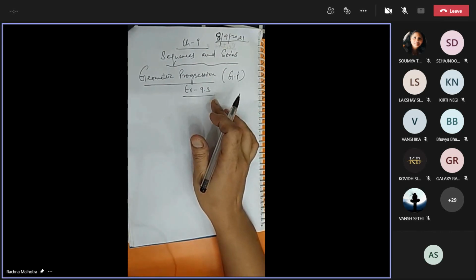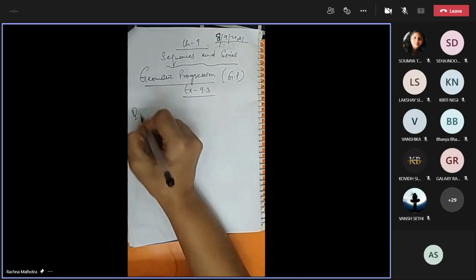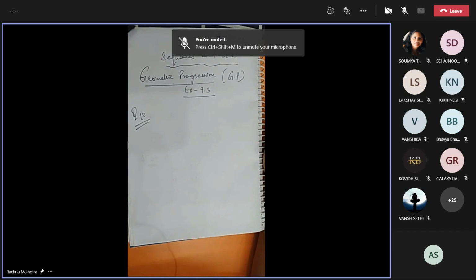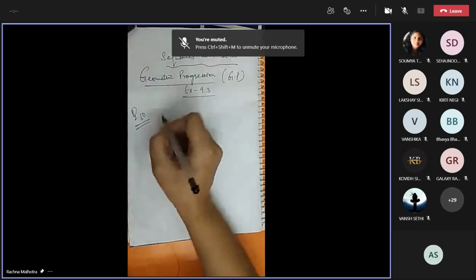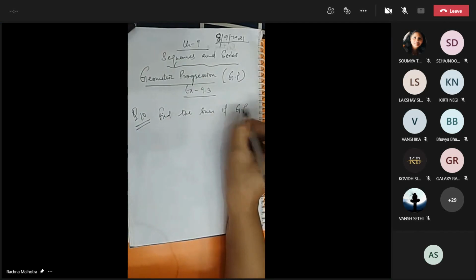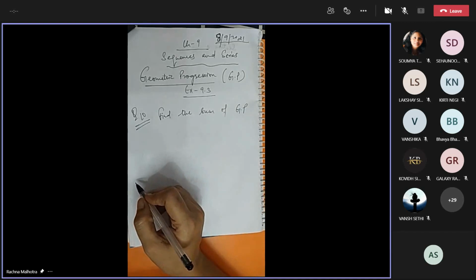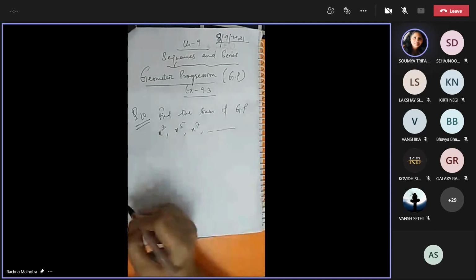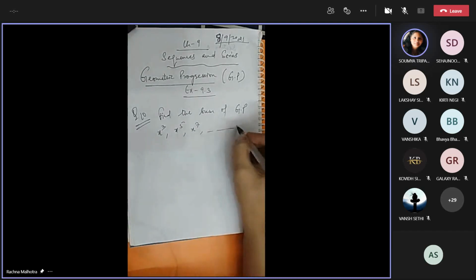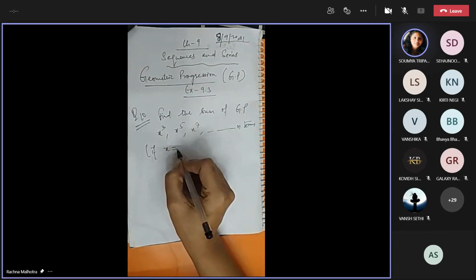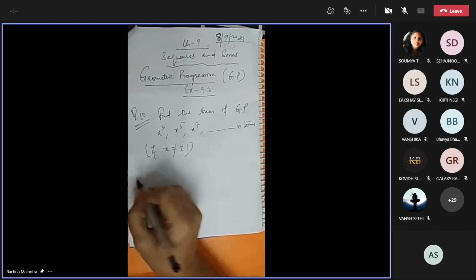Someone is asking for question number 10. It is related to sum to n terms. Find the sum of GP. The terms are x to the power 3, x to the power 5, x to the power 7, till n terms, if x is not equal to plus minus 1. The restriction for x is that x is not equal to plus minus 1.